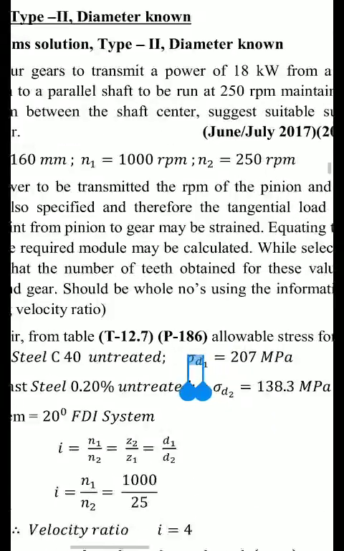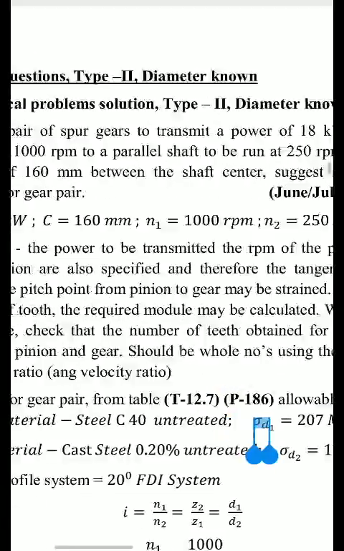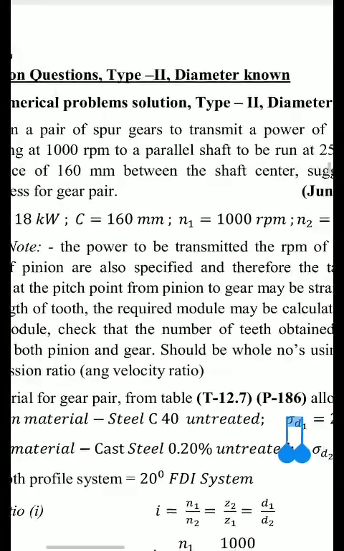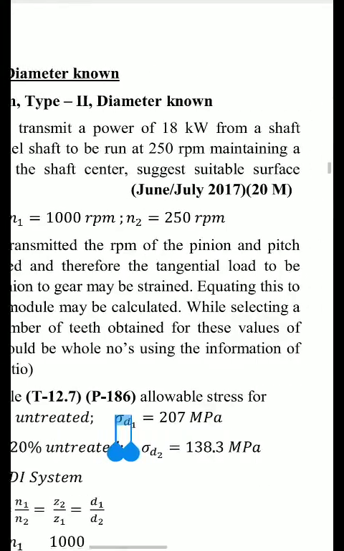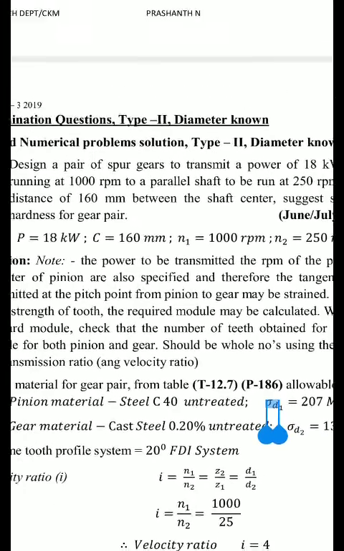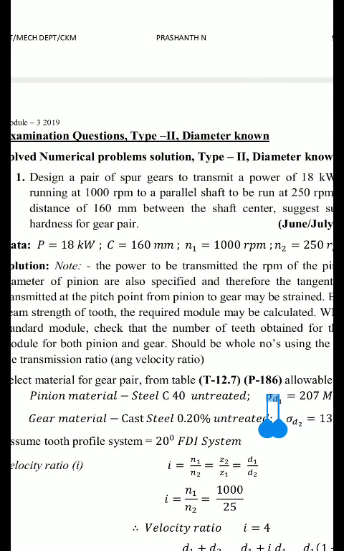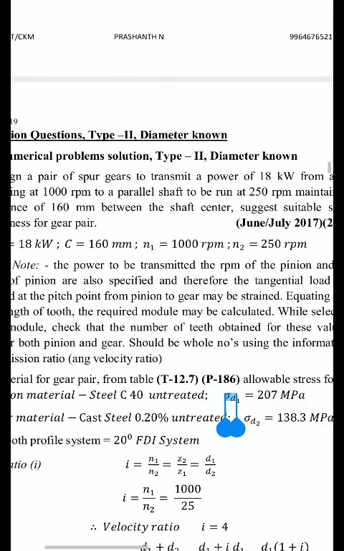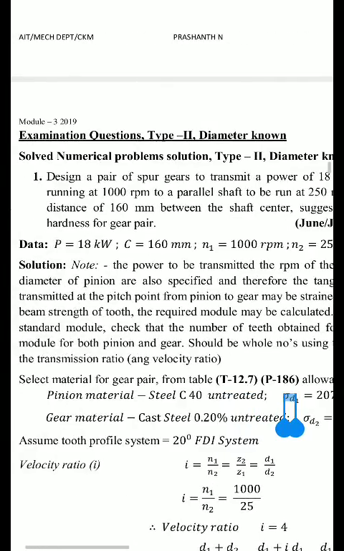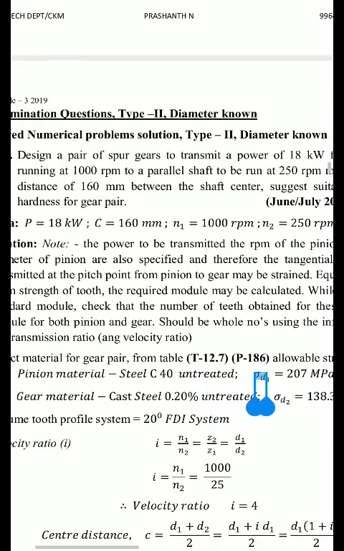Transmit a power of 18 kilowatt of a shaft running 1000 rpm of parallel shaft to be run 250 rpm, maintaining distance of 160 millimeter between the shaft center. Suggest a suitable surface hardness for gear pair. Okay.